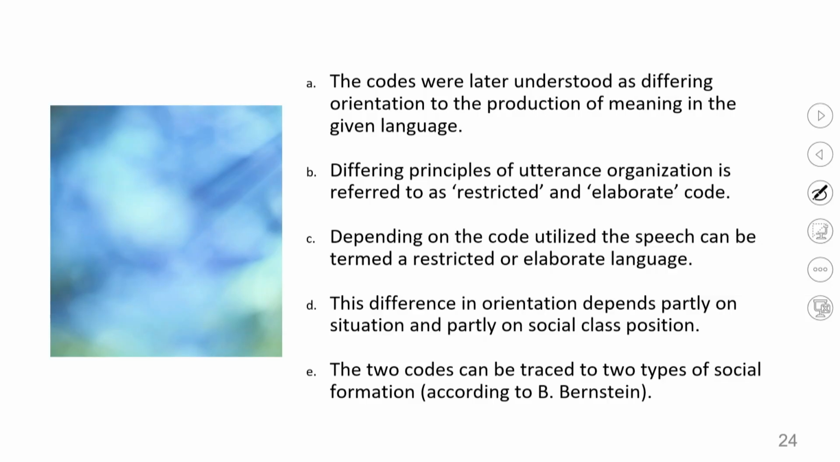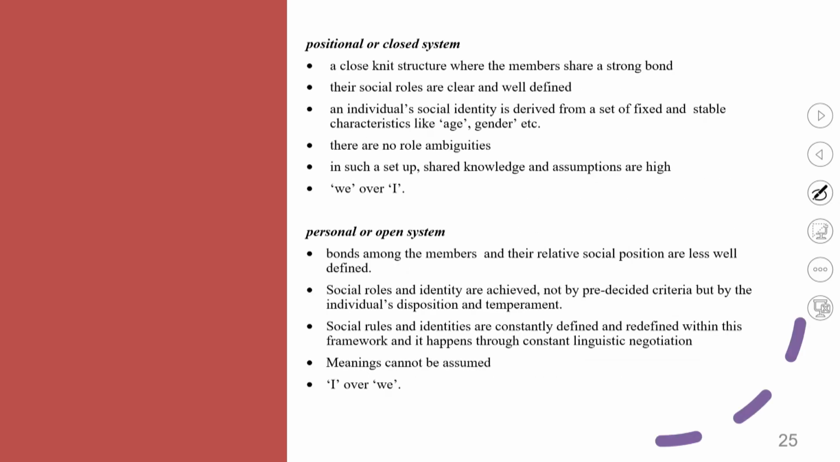Okay. So, differing principles of utterance organization, which he calls the elaborate and the restricted code. Depending on the code utilized, the speech is called either restricted speech or elaborate speech. And then he traced these two codes to two different kinds of social system. One he called the positional or closed system, the other he called the personal or open system.